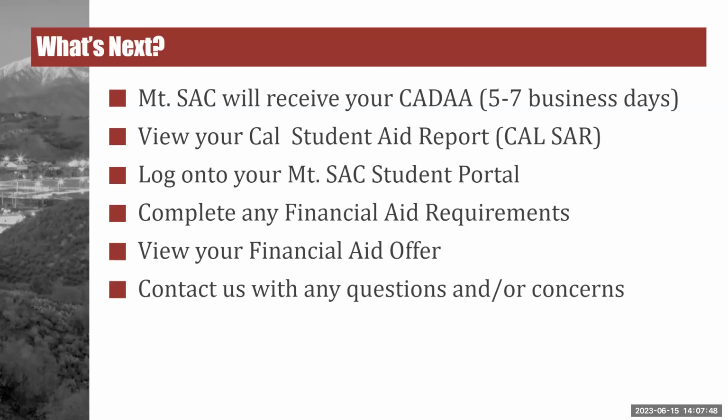Once Mount SAC receives your application, we will communicate financial aid status and eligibility information through your Mount SAC student portal. Make sure to periodically log into your portal and view the information available in the financial aid section of your portal. Through your portal, you can view what financial aid requirements are needed from you, if applicable, and you will also have access to your financial aid offer. Of course, we encourage you to contact us if you have any questions or concerns about your financial aid status and/or eligibility.